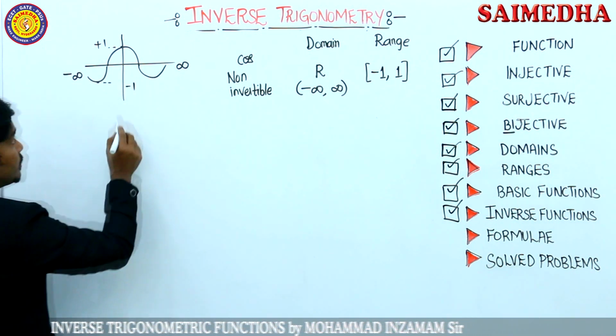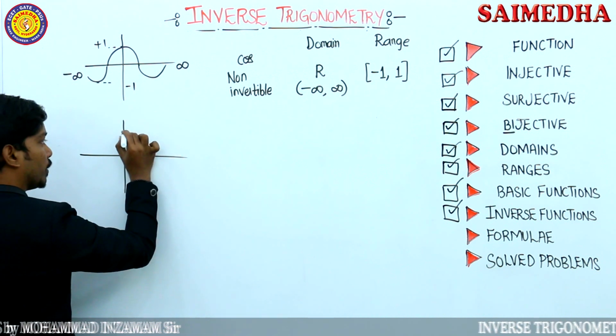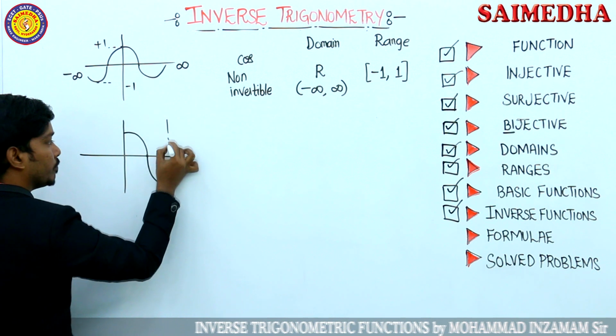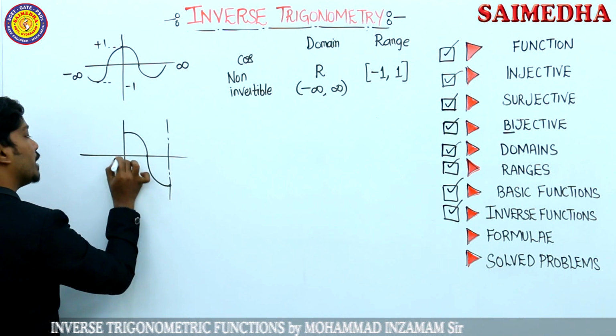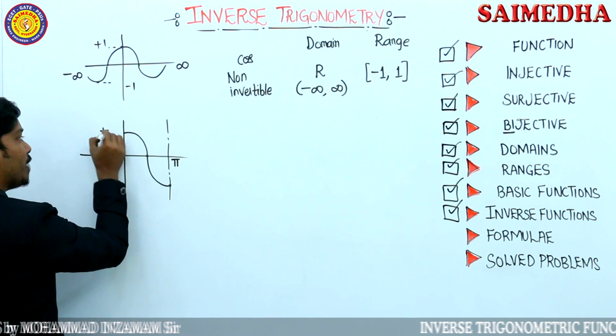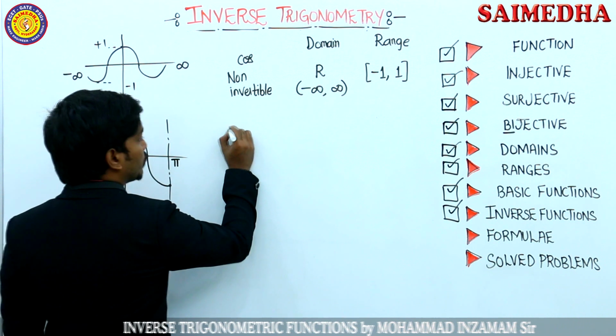Now let's convert this non-invertible diagram into an invertible diagram. Standard diagram, idi gurthu pettukovali meeru. This is a non-repetitive diagram, one to one. Where is it going to start? 0. Where is it going to end up? Pi. What are the y values, guys? Plus 1 and minus 1 only. Okay? Chalo, rasukundam ippudu cos.